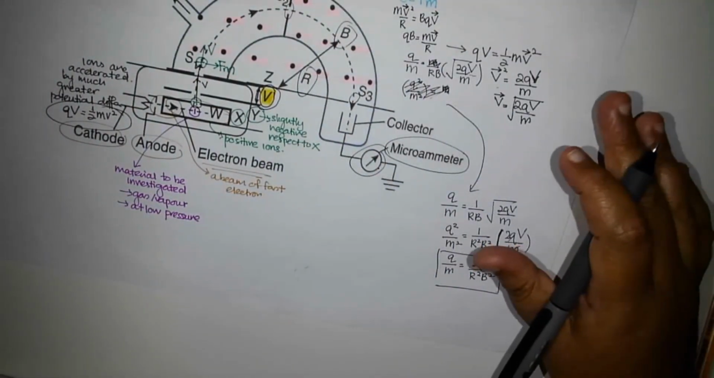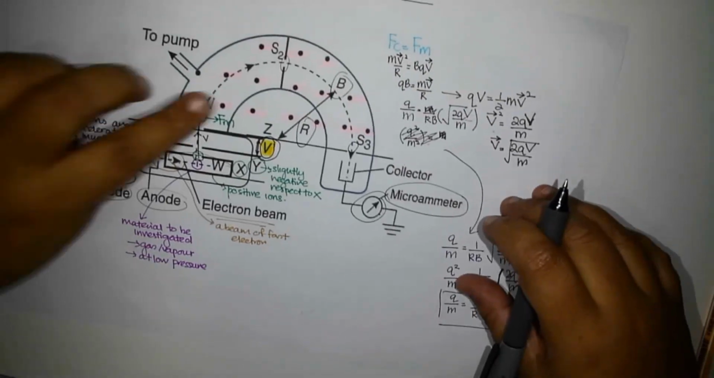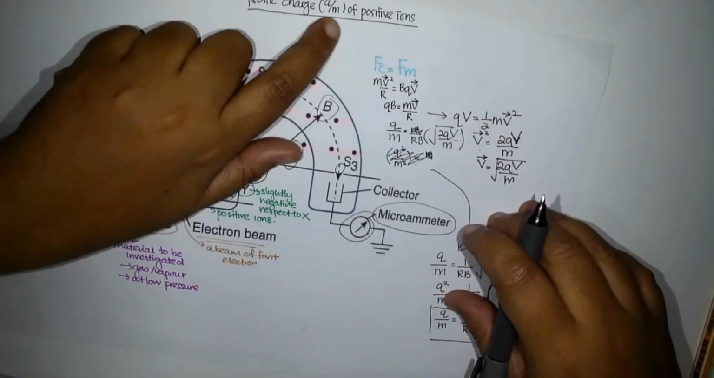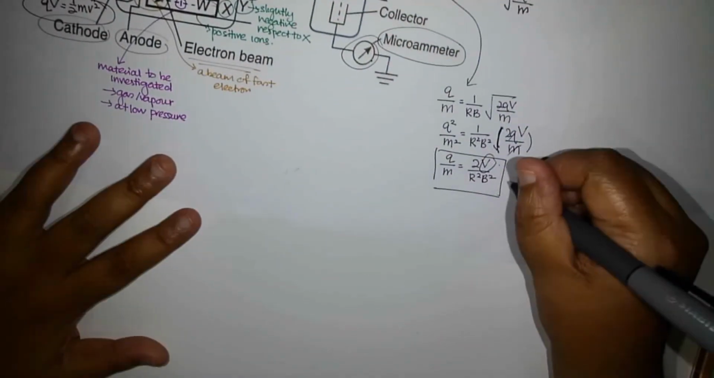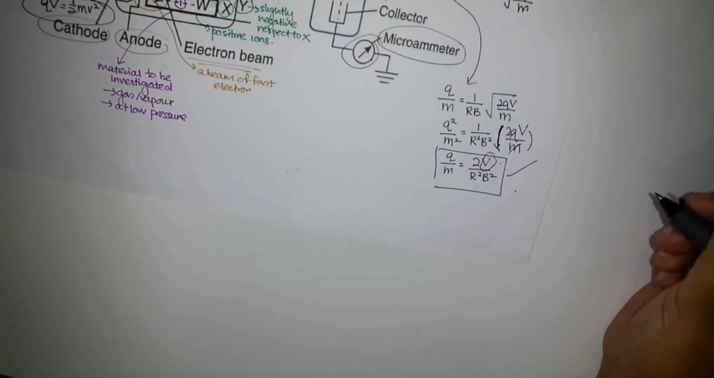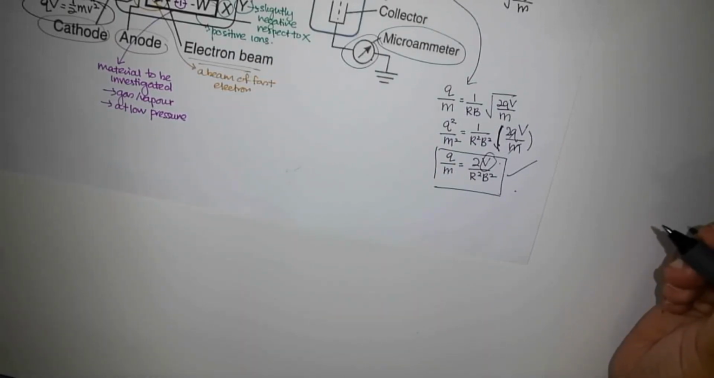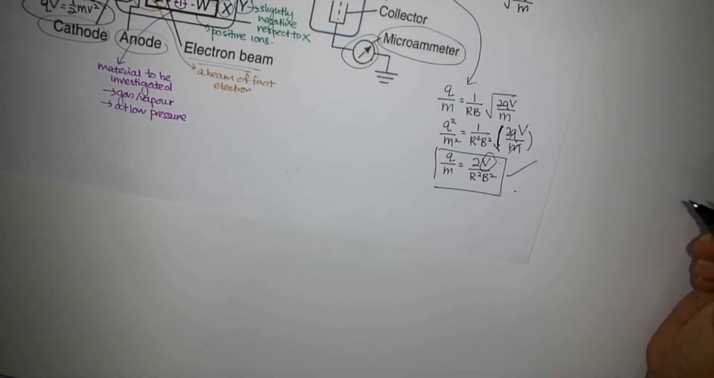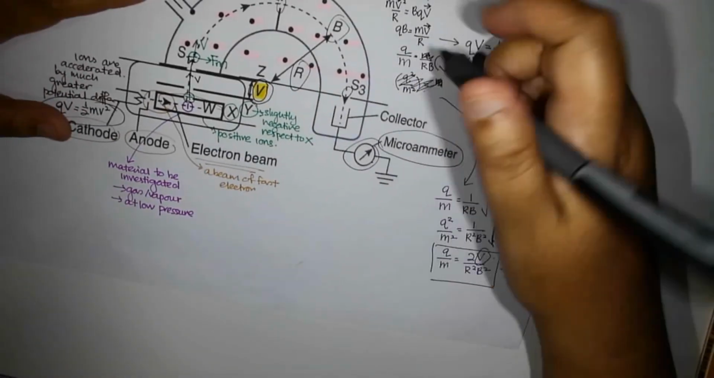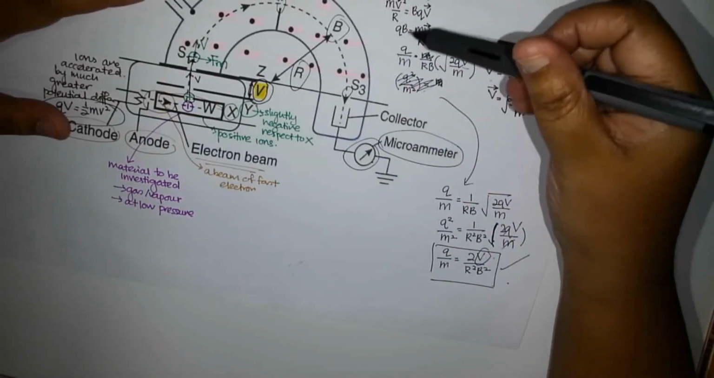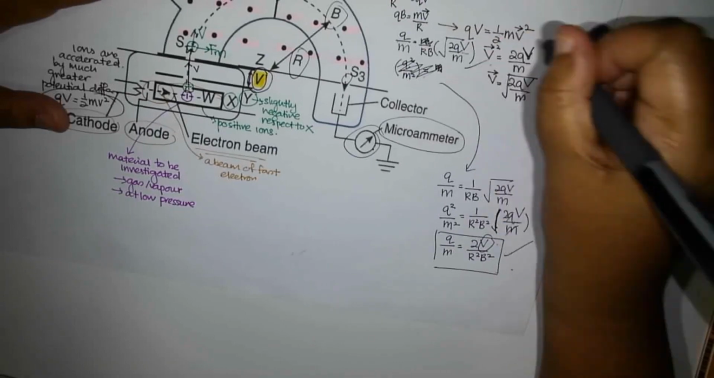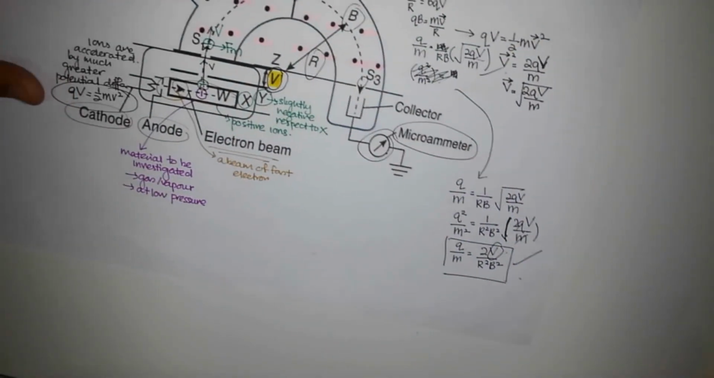The reason for this video is to find the specific charge Q over m of a positive ion. So we can find the specific charge Q over m of a positive ion. Take note here. Okay, that's all, class.